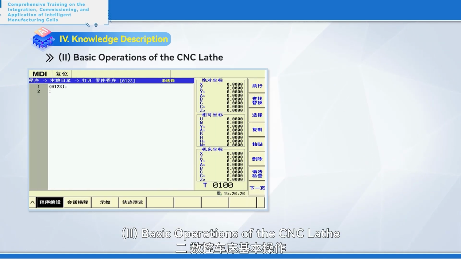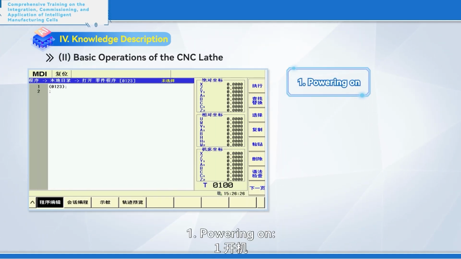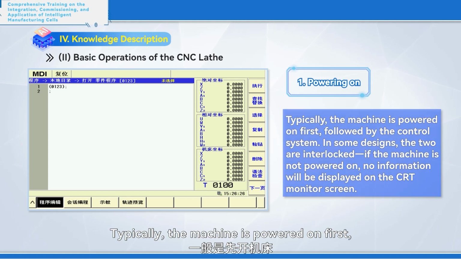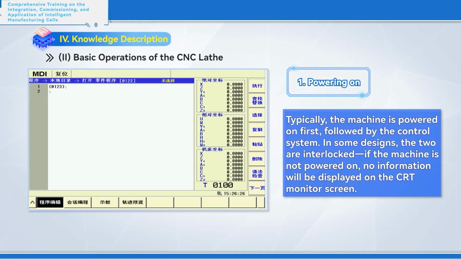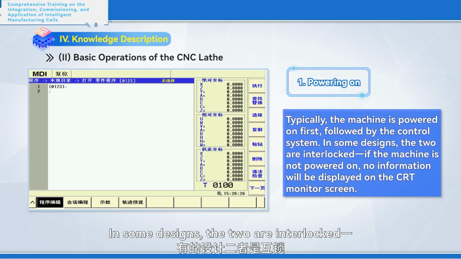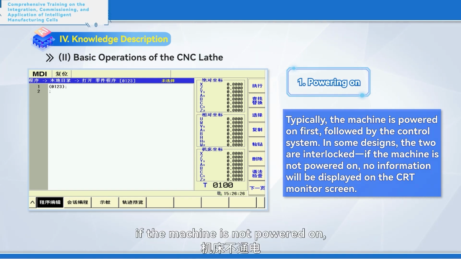2. Basic operations of the CNC lathe. 1. Powering on. Typically, the machine is powered on first, followed by the control system. In some designs, the two are interlocked. If the machine is not powered on, no information will be displayed on the CRT monitor screen.